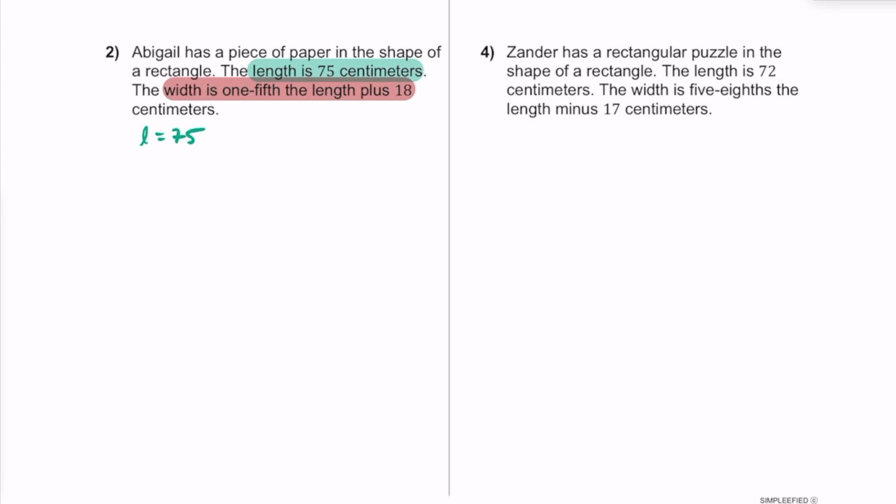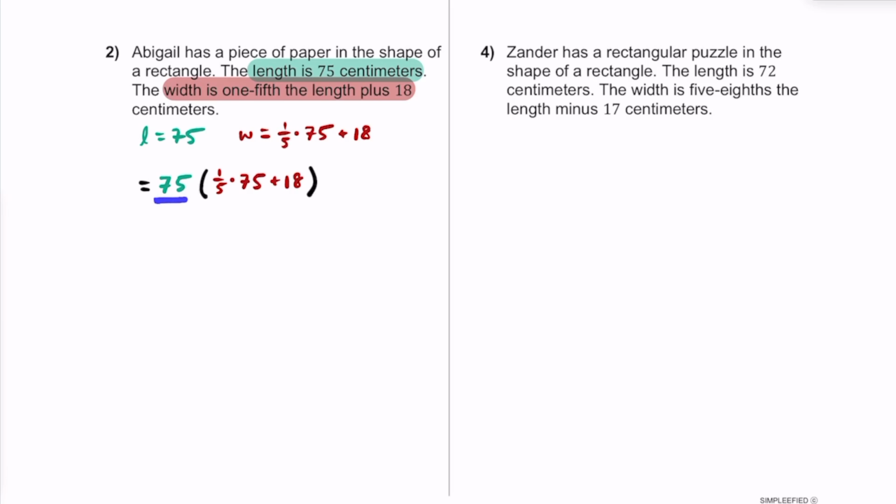So let's define this width here. The width here is going to be 1/5 of whatever the length is going to be. Well, we know the length is 75, so it's 1/5 of 75 plus 18. Okay, so if you want to write an expression for the area of this rectangle, it's going to be length times width, just like in the last example. It's going to be 75 multiplied by this width, which is 1/5 of the 75 plus 18.